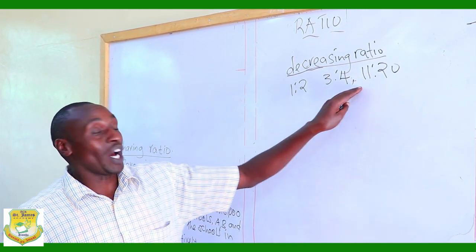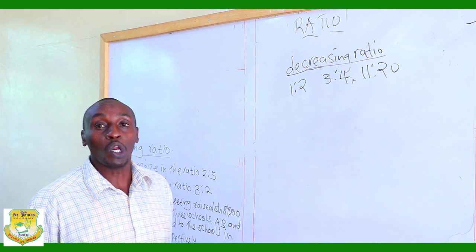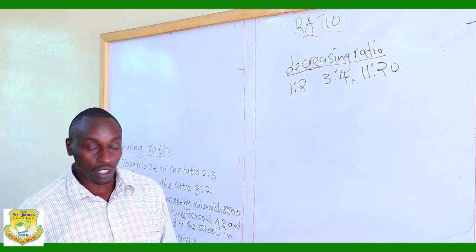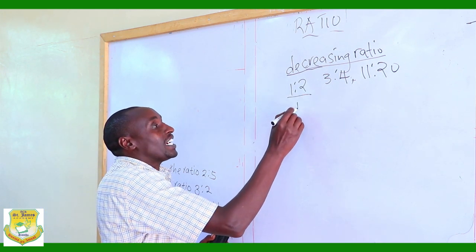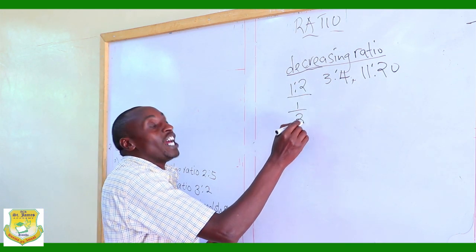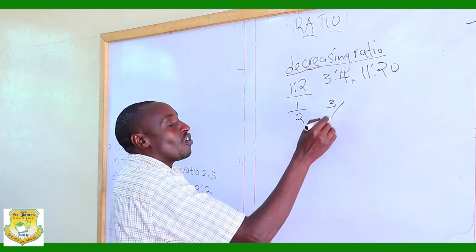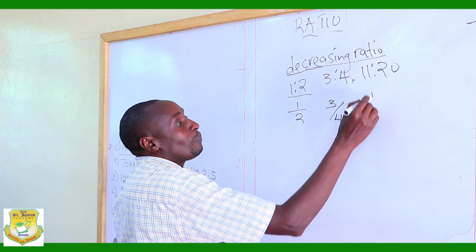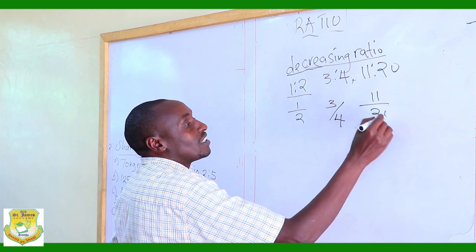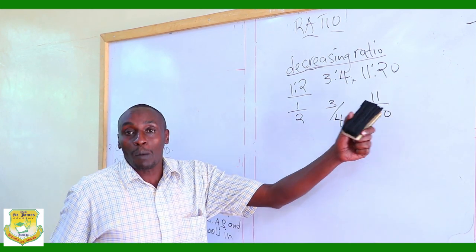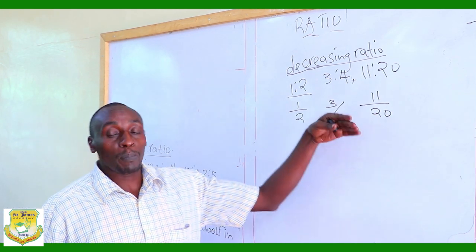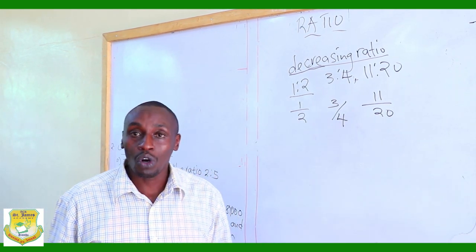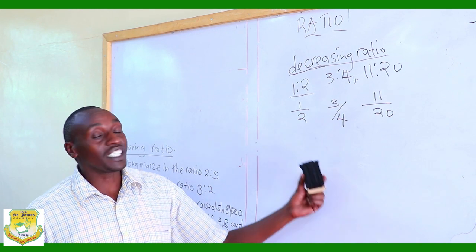If you write these as fractions, we normally get proper fractions. The first one, if I write as a fraction, I get 1/2. The second one, 3/4. The third one, 11/20. All these are proper fractions. So meaning, if we convert all proper fractions in the ratio, we are going to get a decreasing ratio.